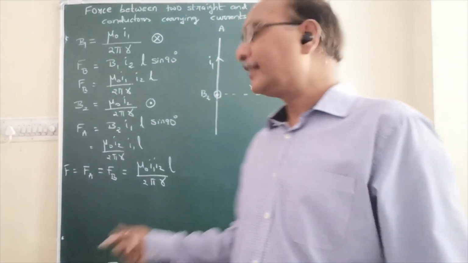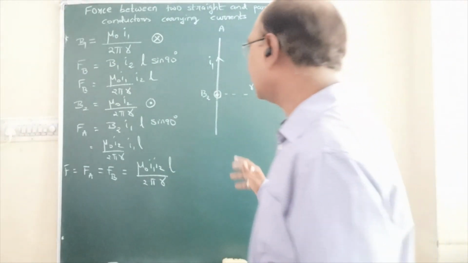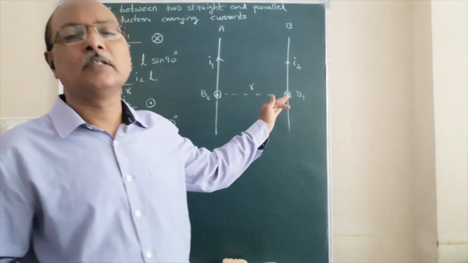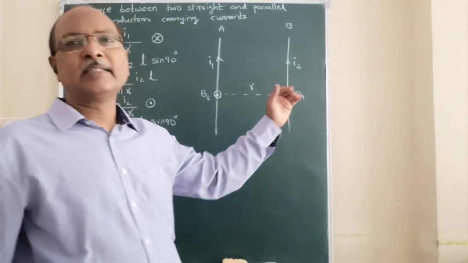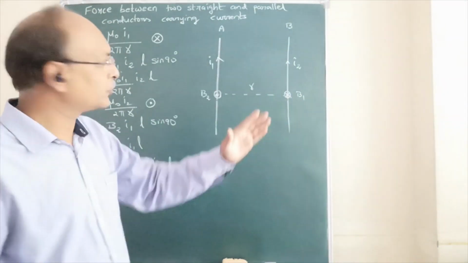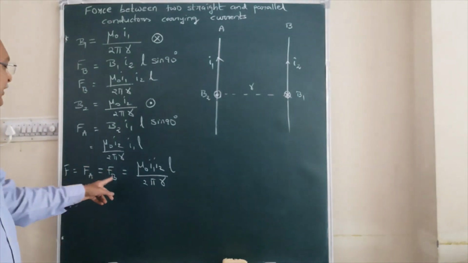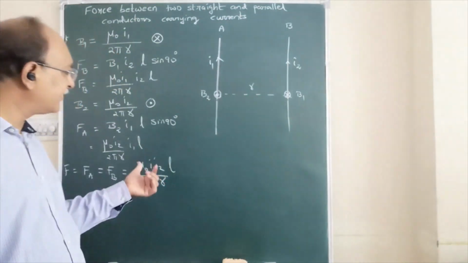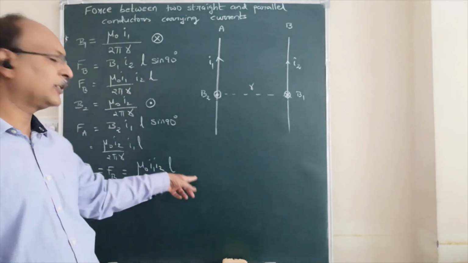So the force between them is the mutual force of attraction. That means here, if A is applying some force on B, then from Newton's third law, B is also applying an equal and opposite force on A. So that's why you can say FA is equal to FB is equal to F. That is the mutual force between the two conductors. So mu naught I1 I2 by 2 pi r into L.